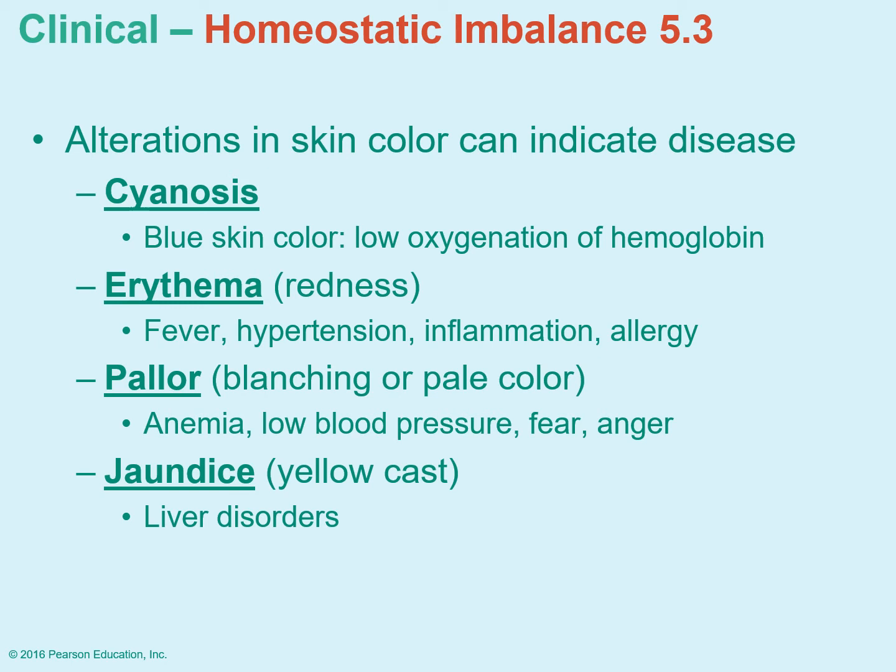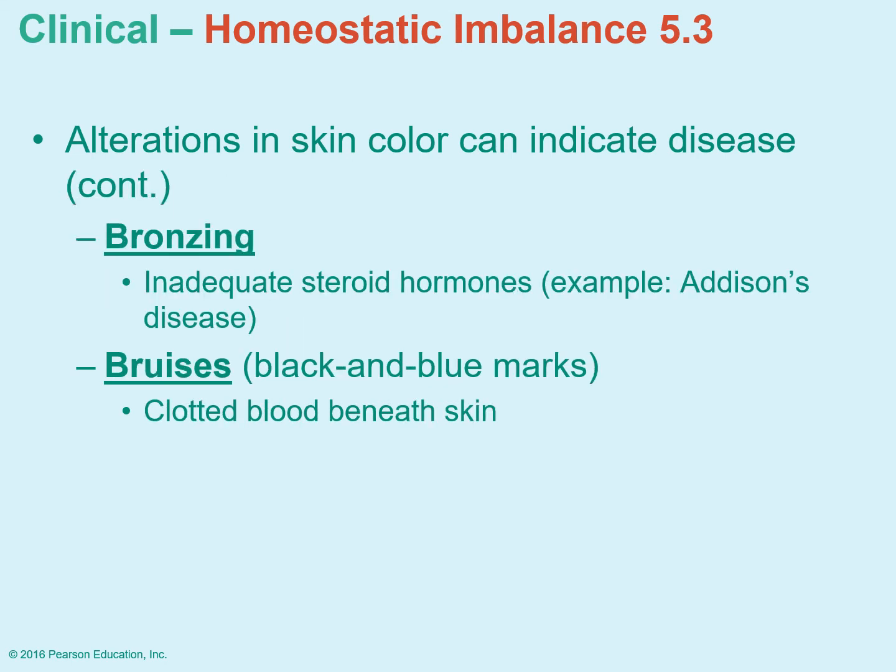Redness, erythema, can be triggered by fever. It could be triggered by hypertension, which is high blood pressure. It could be part of the inflammation response. You could have an allergy response. A pale color, known as pallor, could be due to low blood pressure. It could be due to fear. People have often said, oh, you're white as a sheet. Somebody was really frightened. Jaundice is indicative of liver disorders, and that tends to give a yellowish coloring, especially in the whites of the eye.